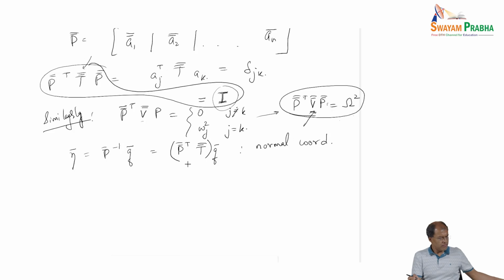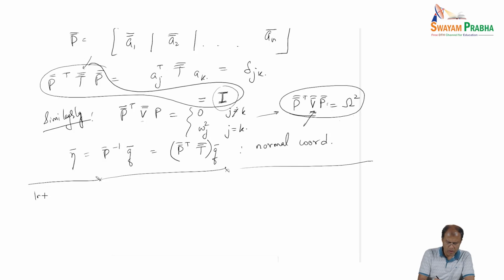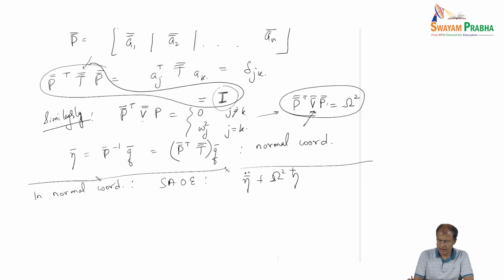Okay, so we have found the normal coordinates, and now we would like to write down. Let us revisit our small amplitude oscillatory equation of motion and see what it looks like in normal coordinates. So in normal coordinates, that is in eta, we see that the small amplitude oscillatory equation will have the form eta double dot plus omega square eta is 0.